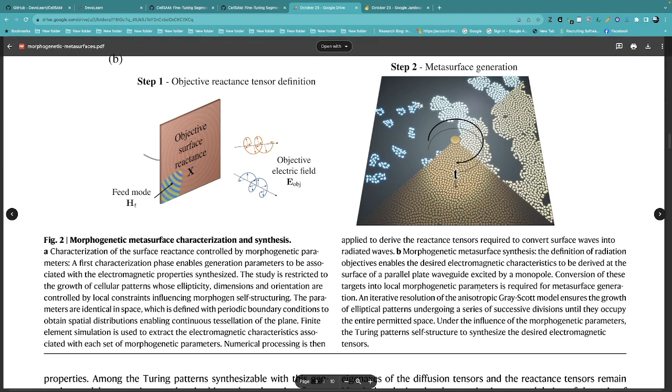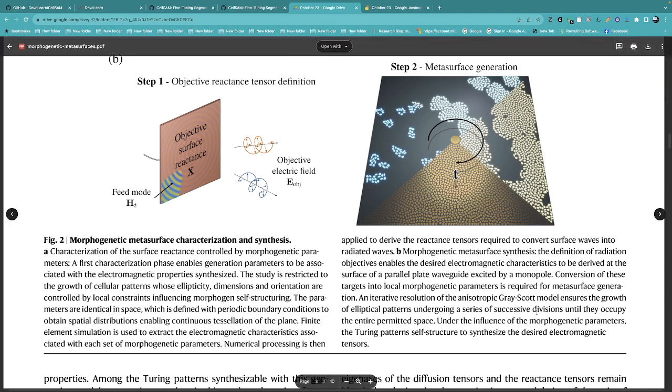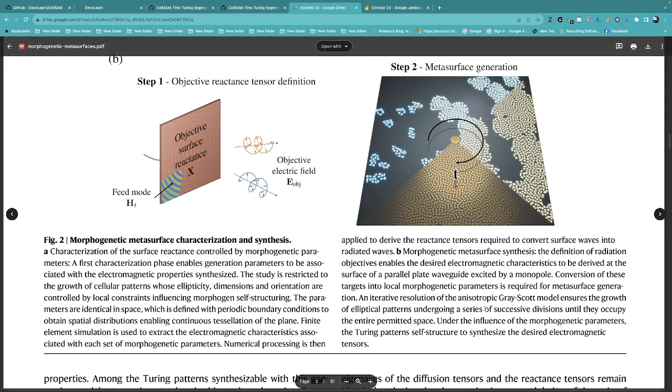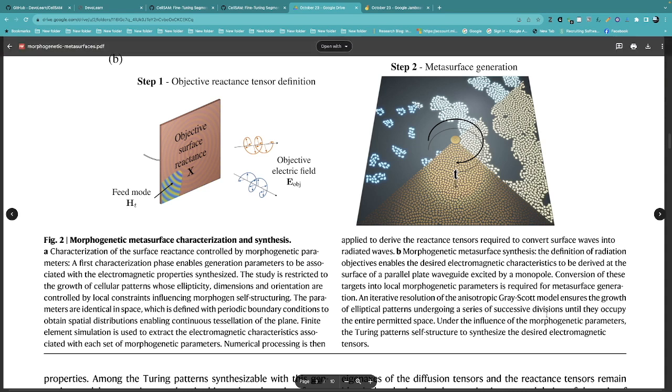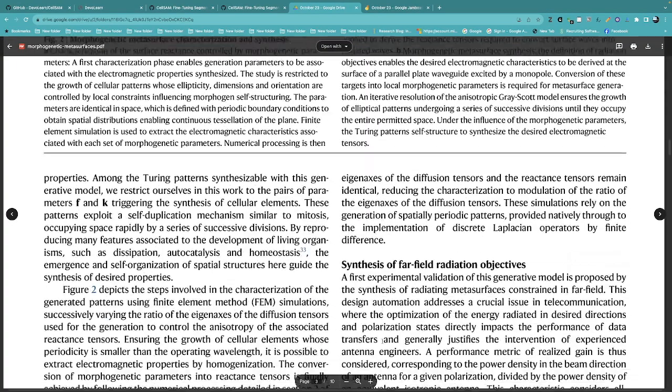Conversion of these targets into local morphogenetic parameters is required for metasurface generation. So you need to have a target mapped onto a local set of morphogenetic parameters. Iterative resolution of the anisotropic Gray-Scott model ensures the growth of elliptical patterns, which you can see here, undergoing a series of successive divisions until they occupy the entire permitted space. So you start with a pattern and then you replicate that pattern through successive divisions. Under the influence of the morphogenetic parameters, the Turing patterns self-structure to synthesize the desired electromagnetic tensors.